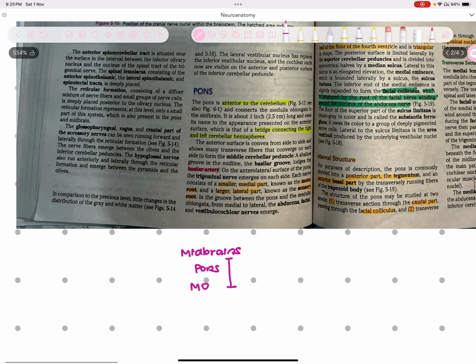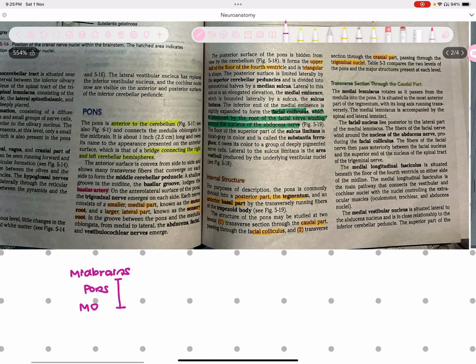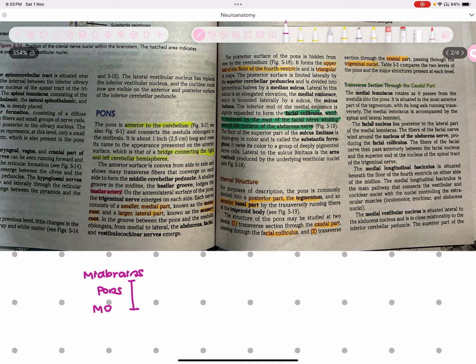When you talk about the position of pons, it's situated anterior to your cerebellum and it's 1 inch in length. Pons basically means bridge, and this is a bridge that connects the right and left cerebellar hemisphere. So basically, it's connecting the cerebellum's right and left hemisphere.